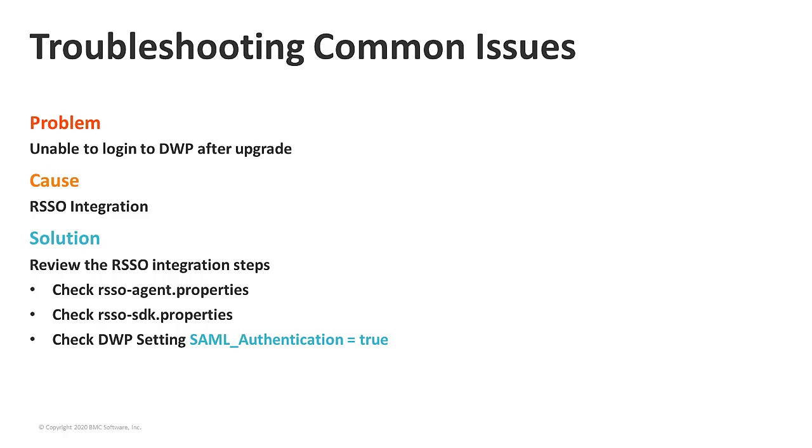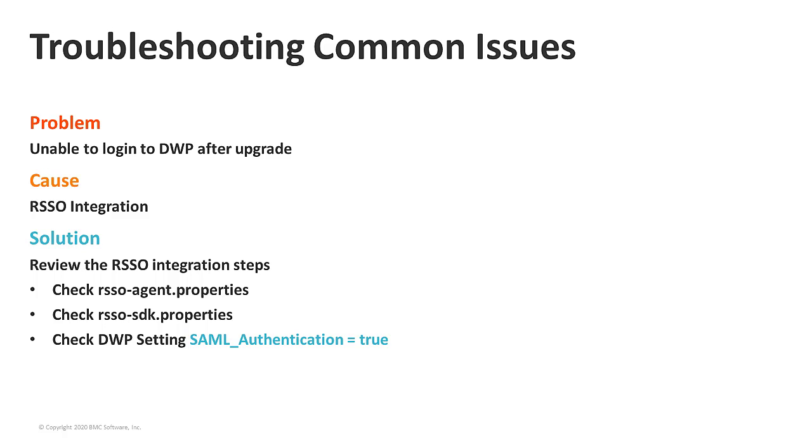Most of the time, we have seen customers raise Sev 1 cases right after the upgrade, stating that after the upgrade to Digital Workplace, users are unable to log in. 99% of the time, the cause is either SAML authentication was not set to true, or RSSO agent properties or SSO SDK properties either do not have values, as the upgrade simply put in blank files, or one of these files has incorrect entries.